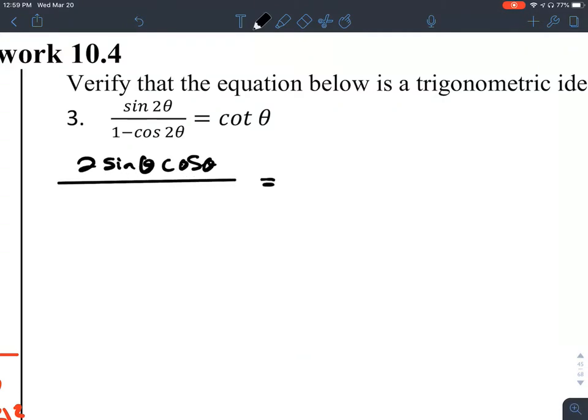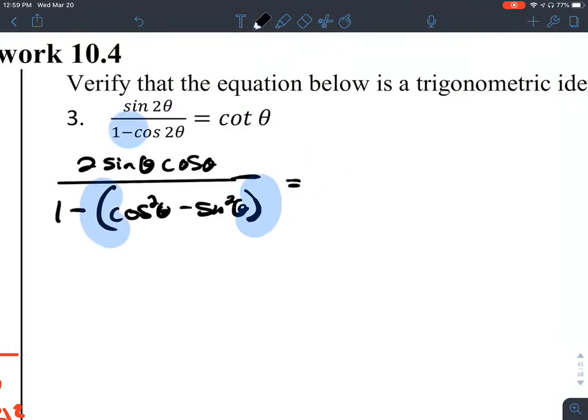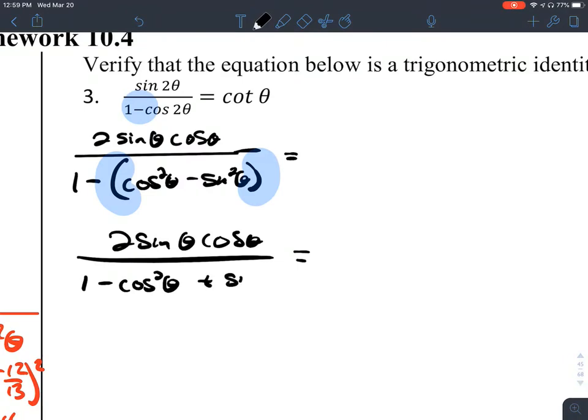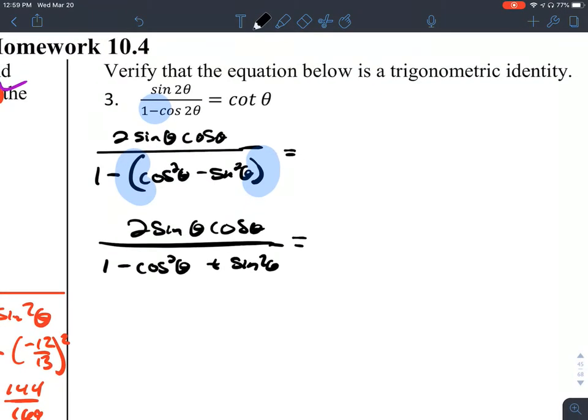In my denominator, I'm going to change cosine of 2 theta into cosine squared of theta minus sine squared of theta. Now when you do this, you need these parentheses because you are subtracting whatever's inside of there. That's going to make this 2 sine of theta cosine of theta over 1 minus cosine squared of theta plus sine squared of theta.